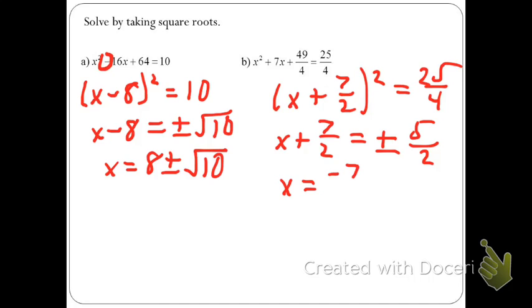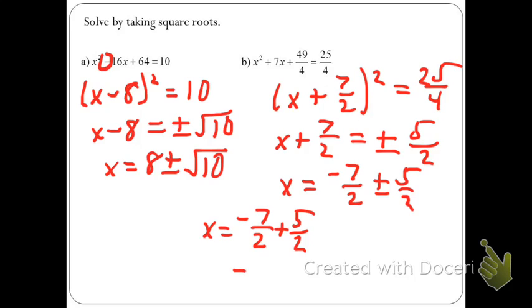So then x would equal negative 7 halves plus or minus 5 halves. Now you notice there's no radicals left in that answer, which means we ought to actually combine those terms. Negative 7 halves plus 5 halves will get you negative 2 halves, which is negative 1. And then negative 7 halves minus 5 halves would get you negative 12 halves, which is negative 6.